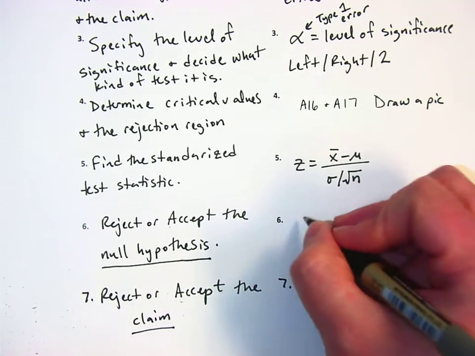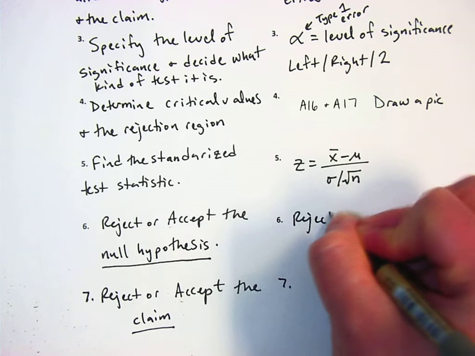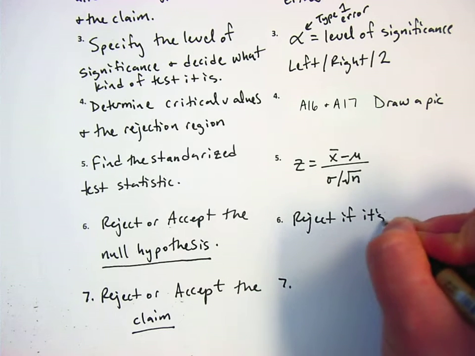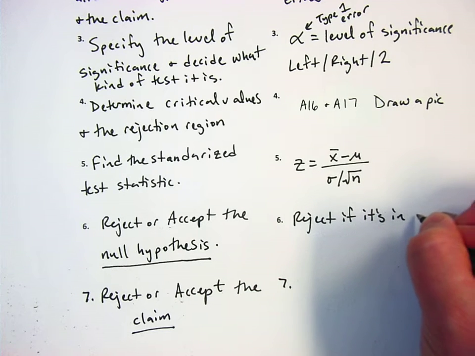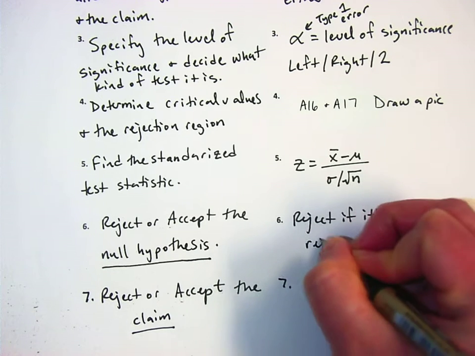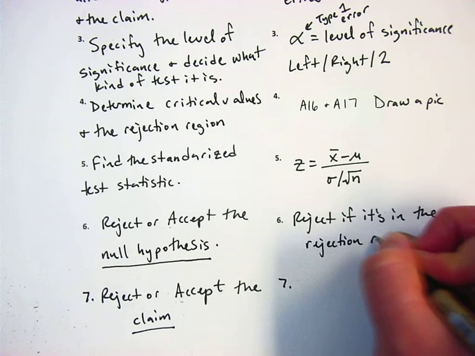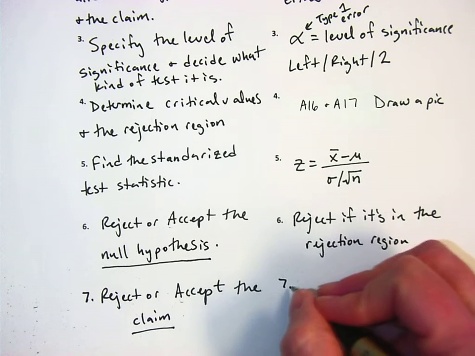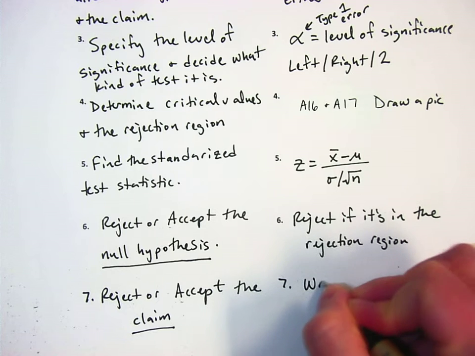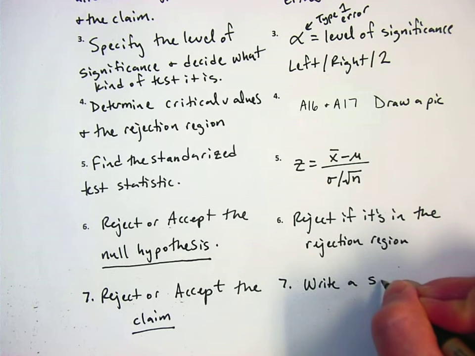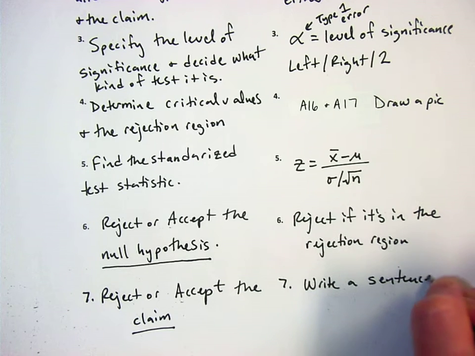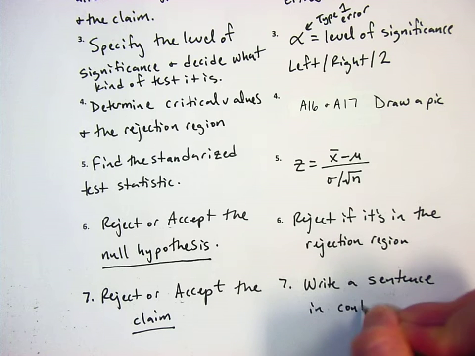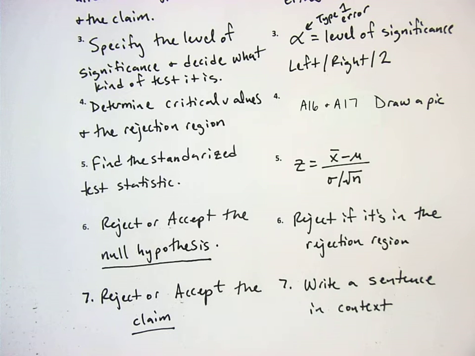Over here on the remember side, you reject if it's in the rejection region. And when I say it, I mean whatever number you got for number 5. And then 7 is write a sentence in context, kind of about what your conclusion is. Pause if you need to.